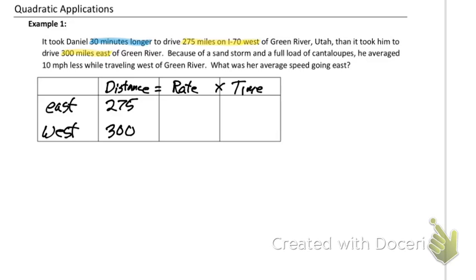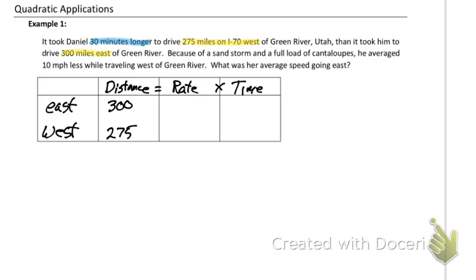Wait, what? You just flipped it. Oh, I did just flip it. You are correct. I actually flipped my east and west from last time. So we are going to have 275 miles west, and we are going to have 300 miles east.